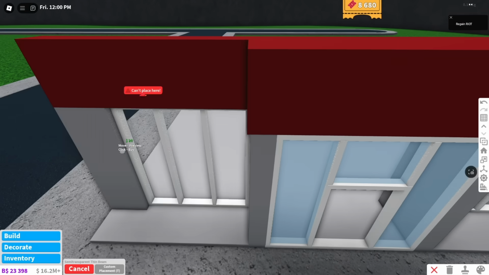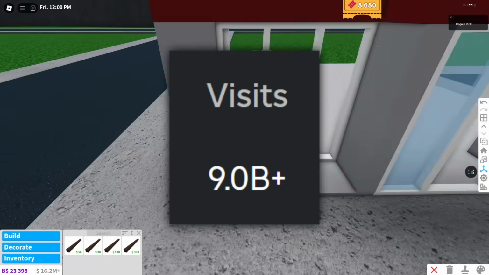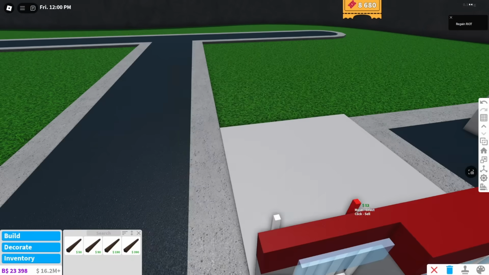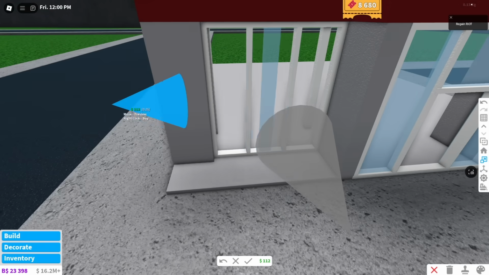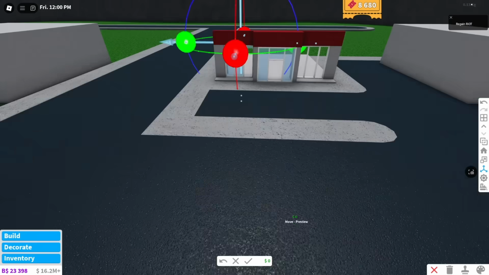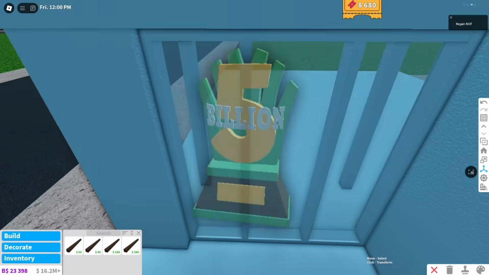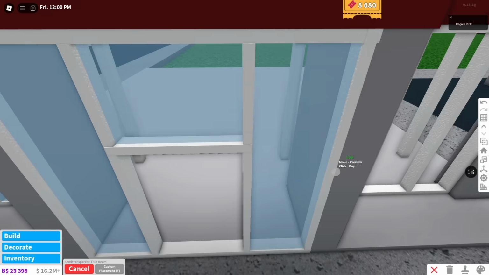I have good news and bad news, so let's go over the good news first. A couple days ago, Bloxburg reached 9 billion visits, which for a Roblox game, that's really impressive. Now, we are only 1 billion visits away from receiving the 10 billion trophy. There's been a trophy for 1 billion and 5 billion, so I don't think they'll skip 10 billion. That's the good news. Now let's go over the bad news.